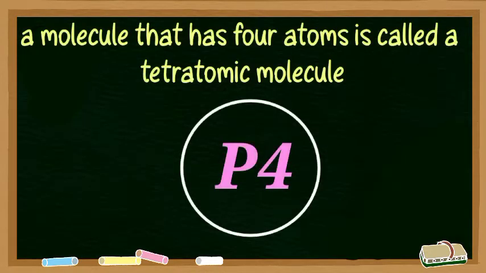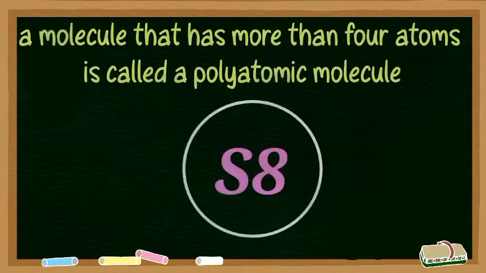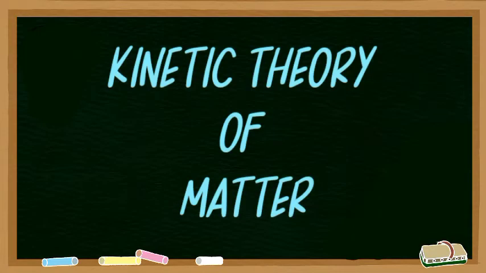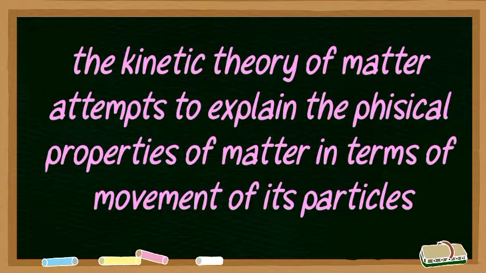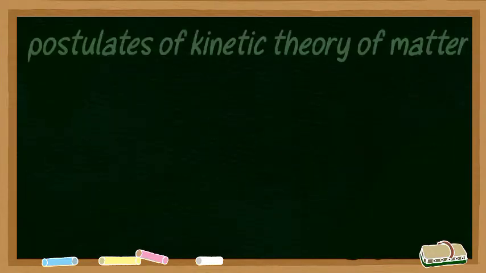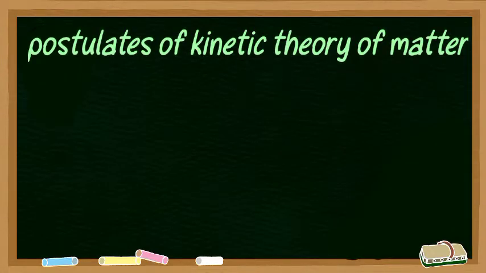The molecule that has four atoms is called a tetratomic molecule. An example is phosphorus. A molecule that has more than four atoms is called a polyatomic molecule. An example is sulfur. Kinetic theory of matter. The kinetic theory of matter attempts to explain the physical properties of matter in terms of movement of its particles. The postulates of kinetic theory of matter.